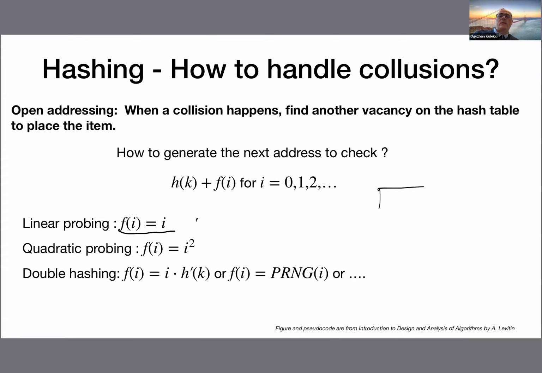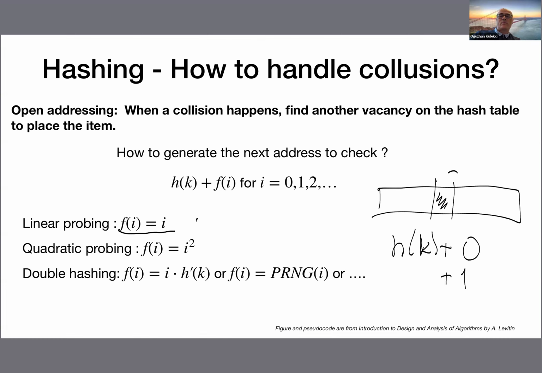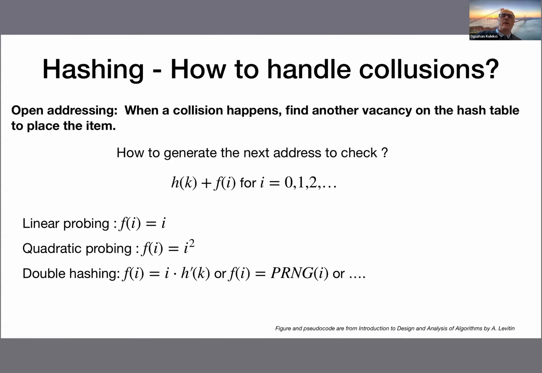That means initially I will go to position HK plus 0, because Fi is equal to i, so I go to the original position. If it is occupied, I will check the next position. If it is occupied, I will check the next position. This is called linear probing. I'm linearly checking the positions. There are many alternatives, but this is the most widely known and used one.